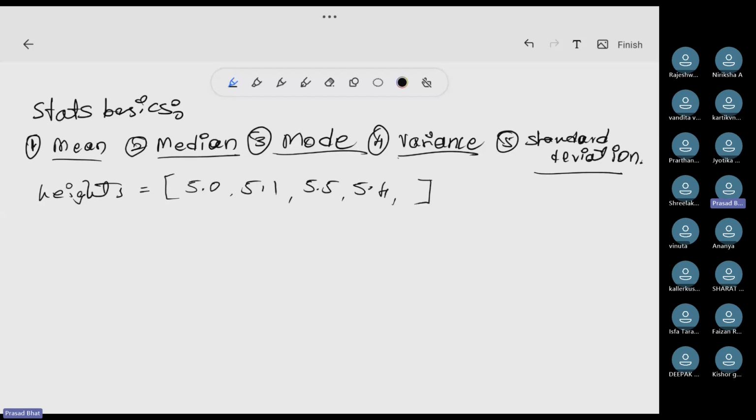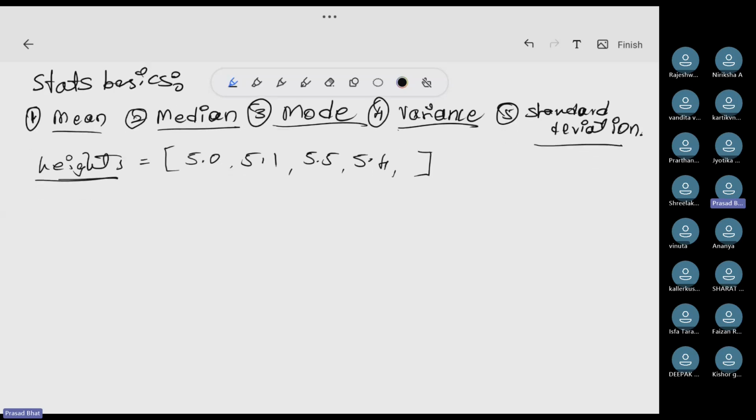Just assume that it is a list of values of heights for how many? Four students or four people. We have taken a sample. We have collected this data by maybe measuring the heights of some people, and then we have tabulated it into this particular variable, into this list. Now, generally the basic idea, let's go through that quickly.